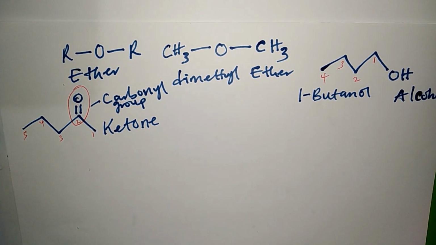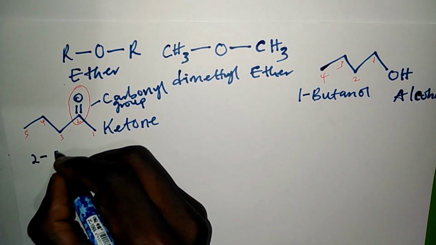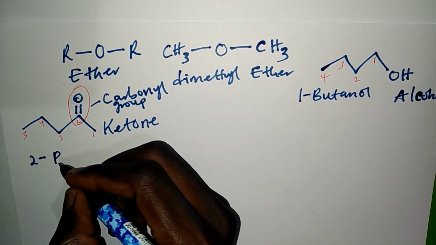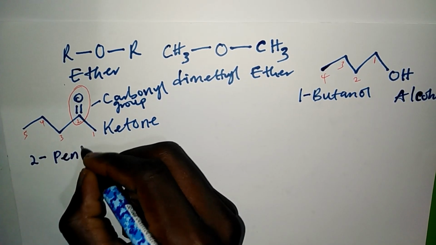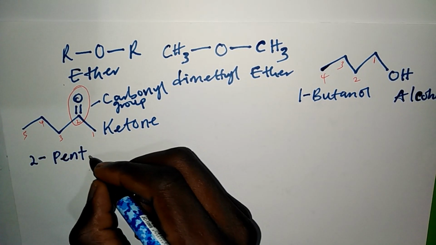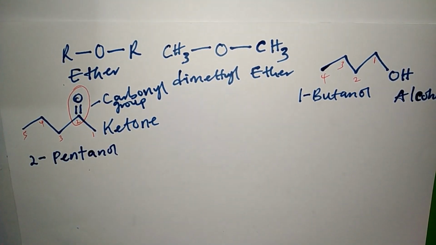This is a 5 carbon chain. Now the carbonyl group is on carbon 2, so you put 2 pentanone, because it's a ketone. 2 pentanone, right?